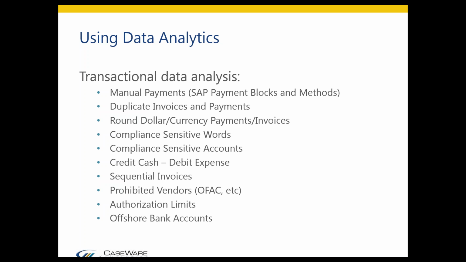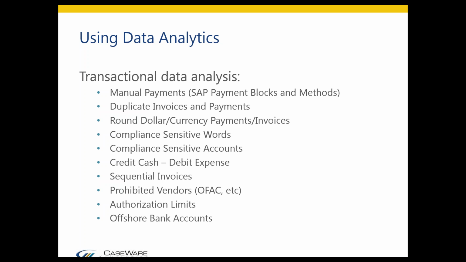We want to take a look at duplicates. That's pretty typical for the audit universe. Round dollar or round currency payment invoices may be less important in some countries that have currencies that don't use pennies and where everything is a round dollar. Some of those might be Equatorial Guinea and Vietnam, where the currency is a lot different than it is in the U.S. We want to look at compliance-sensitive words and compliance-sensitive accounts, and we're going to talk about that in just a few minutes.